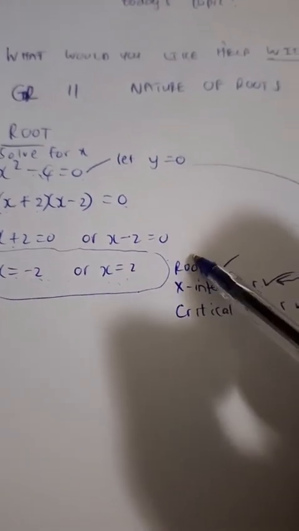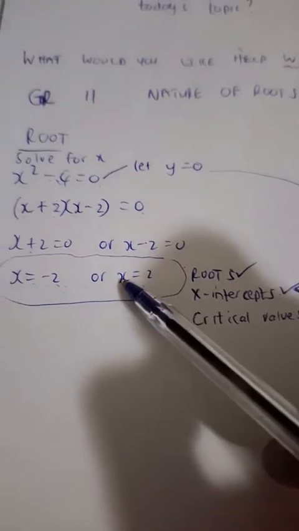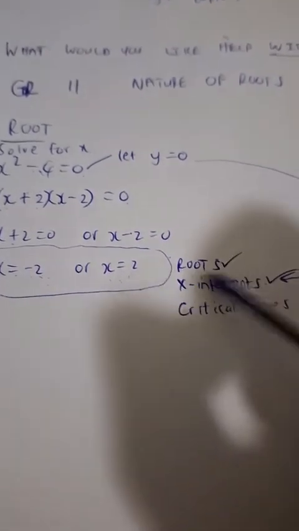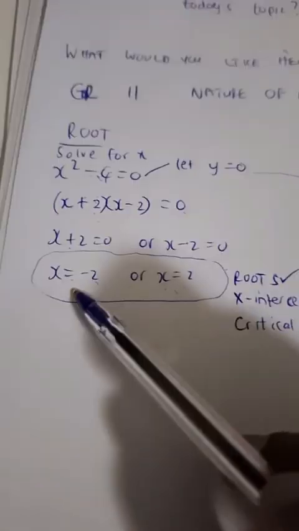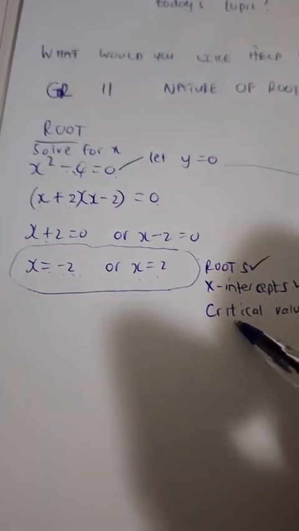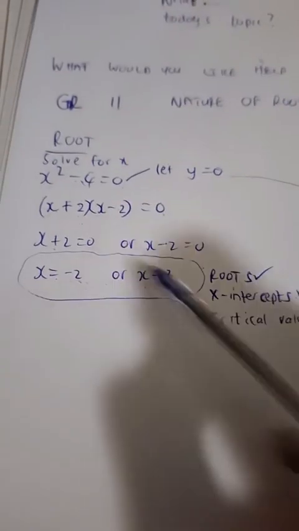If we are talking about quadratic equations, we call them roots. If we're talking about functions, we call them x-intercepts. If we're talking about inequalities, we refer to these as critical values. Okay, that was just to enlighten you a little bit more about these two solutions.